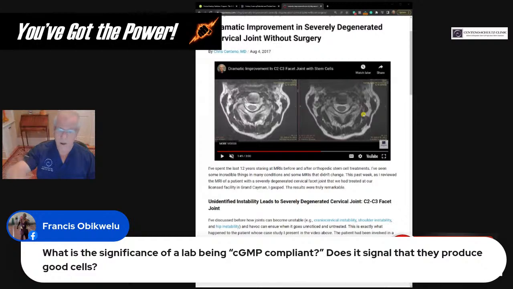If a mistake on sterility is made in an operating room, it affects one patient or maybe a dozen patients before it gets caught. If it's in a CGMP Pfizer drug factory, maybe 1 million doses go out and no one knows they have bacteria in them. So CGMP compliant doesn't necessarily mean that it's a CGMP certified lab.